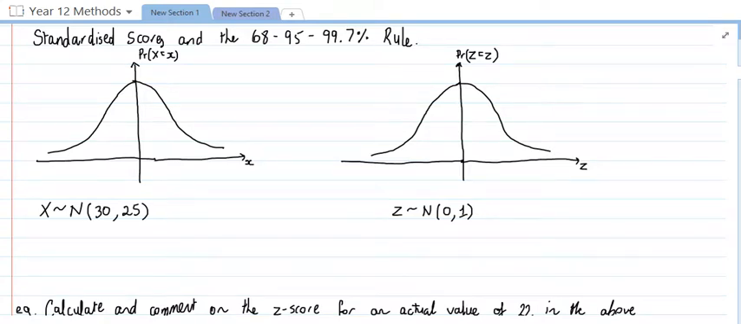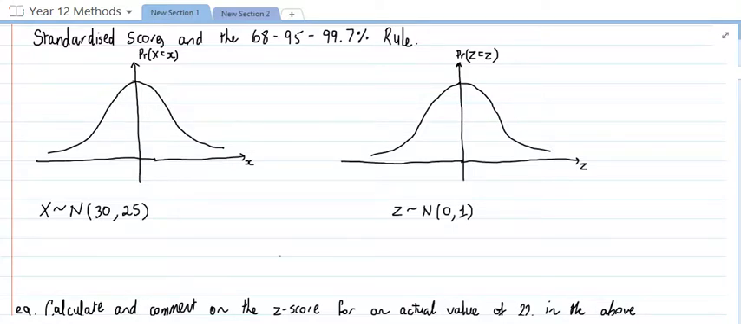Hi everyone and welcome to the video on standardized scores and the 68, 95, 99.7% rule. So what I'm going to be doing today is having a look at normal distributions, and you can see I've already drawn a couple of them here and just seeing how we can apply them and solve problems with them.